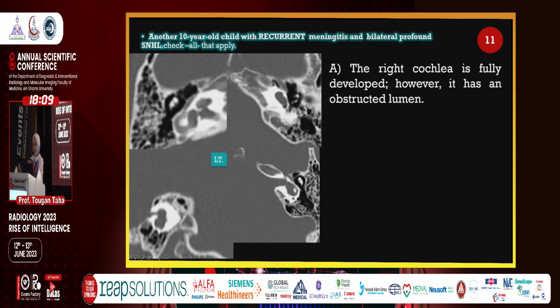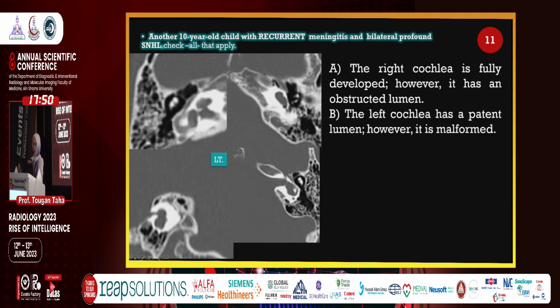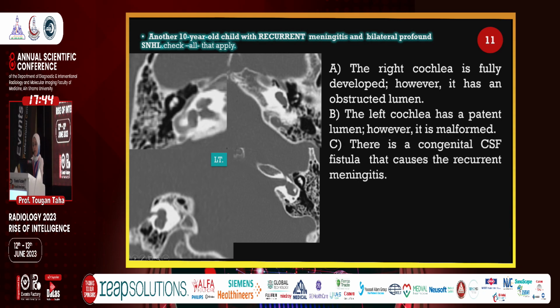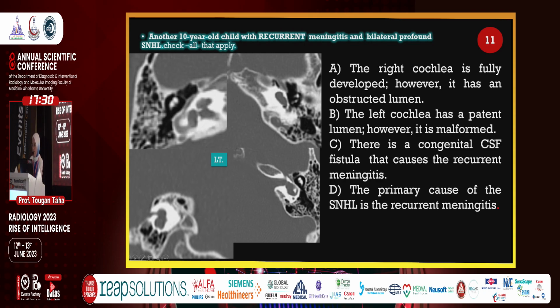My next case is another 10-year-old child with recurrent meningitis and bilateral profound sensorineural hearing loss. Please check all that apply. The right cochlea is fully developed, however, it has an obstructed lumen. The left cochlea has a patent lumen, however, it is malformed. There is a congenital CSF fistula that causes the recurrent meningitis. The primary cause of the sensorineural hearing loss is the recurrent meningitis. Please answer.